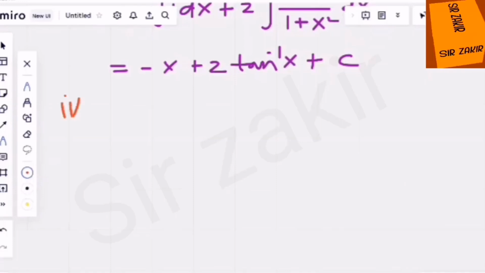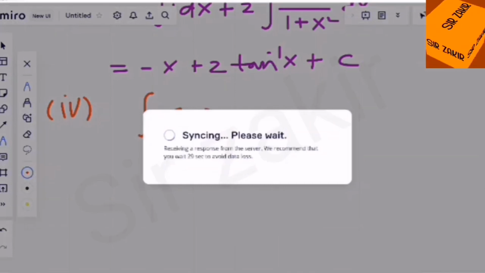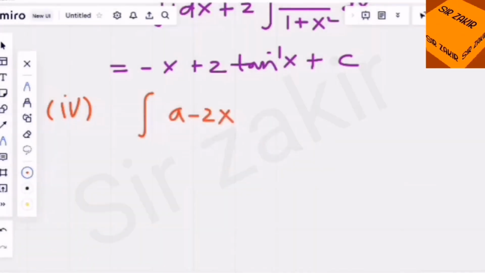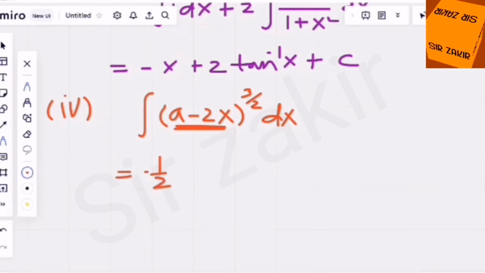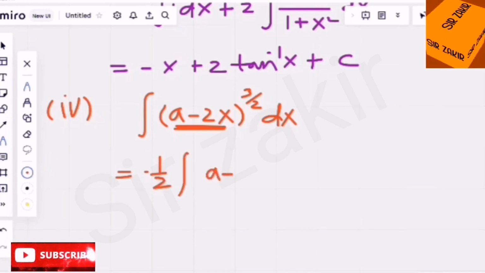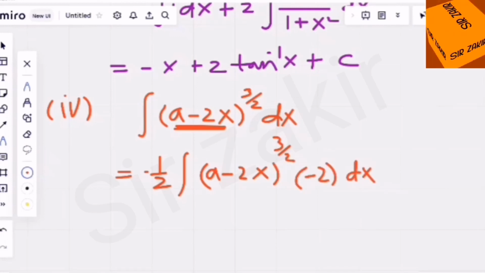In the next part, we do integration of the fourth part. In the fourth part, we have to integrate a minus 2x power 3 by 2 dx. So in order to create its derivative along with it, we multiply and divide by minus 2. Multiply by minus 2, division by minus 2 is essential here, and we did. A minus 2x is function, minus 2 is its derivative written along with it.